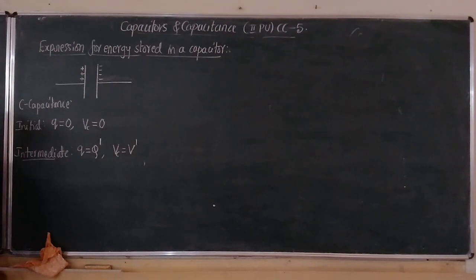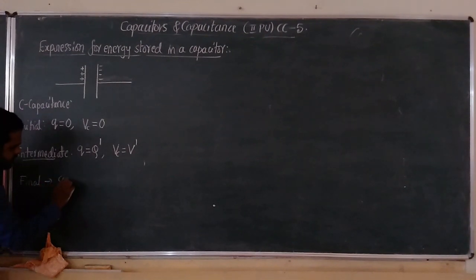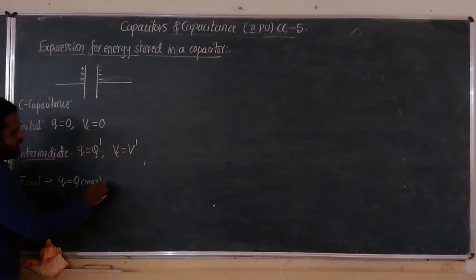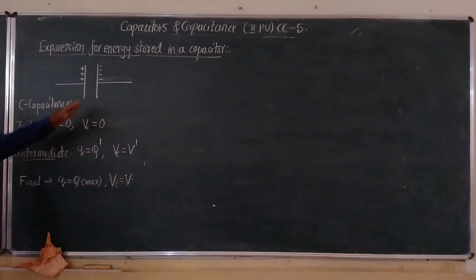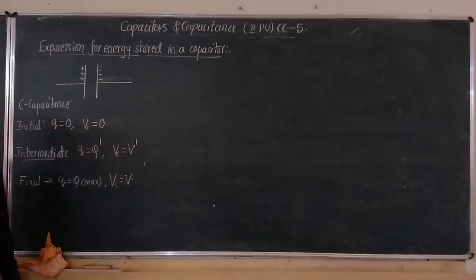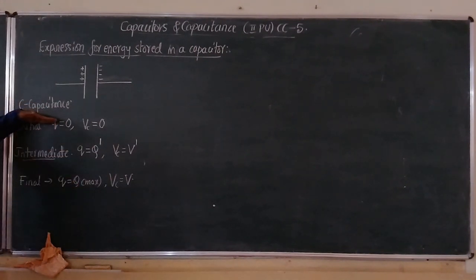Okay. Next, we started from this point. After some time, we reached an intermediate stage. Again, charging of the capacitor continues like this, and we will reach a final stage at which the amount of charge stored in the capacitor becomes maximum. Let it be Q, capital Q. At that instant of time, the potential difference across the plates of the capacitor becomes equal to the potential difference connected across the capacitor. Okay, this is the final stage. So the charging process started from this point and ends at this particular point.